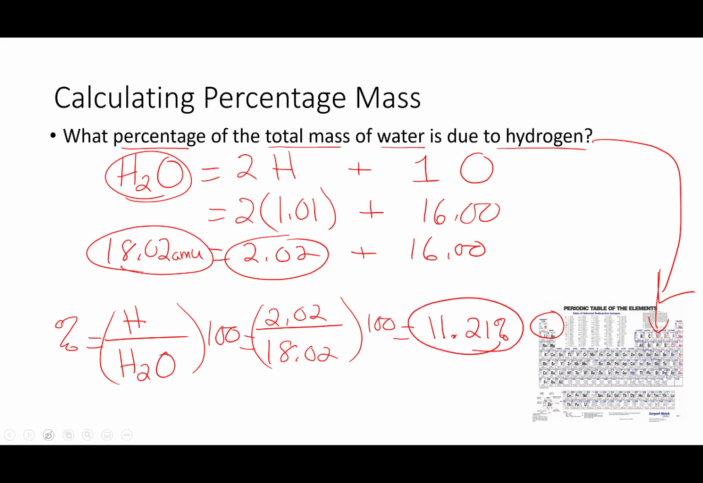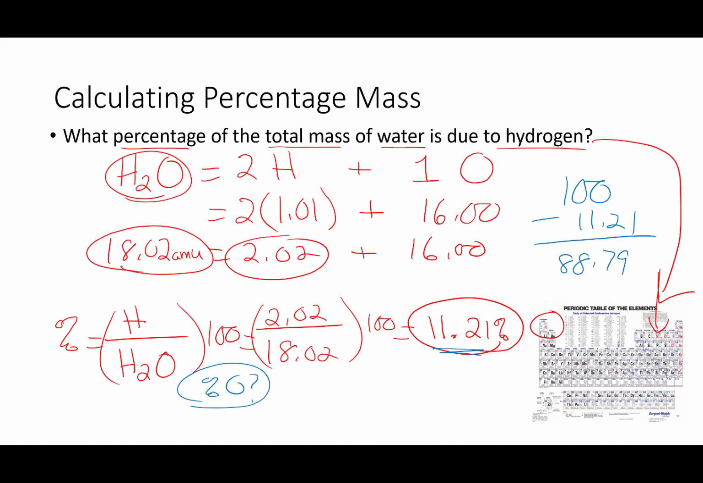Now here's a question for you. What if somebody said, aha, now that you have this done, what percentage is oxygen? Well, there's only 2 elements in this compound, so whatever is not hydrogen has got to be oxygen. If I take 100 minus 11.21, the remainder, 88.79%, the remainder of that compound's mass has got to be due to the other element involved, which is oxygen.